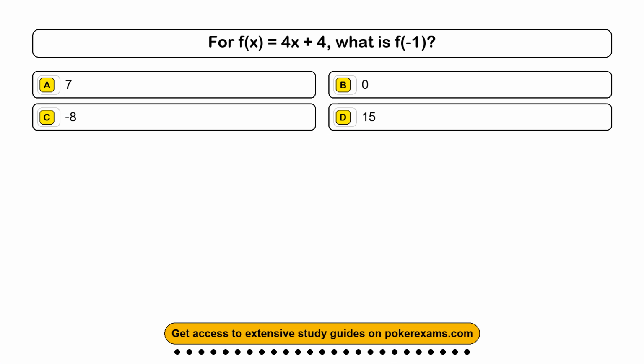Question 15. For f of x equals 4x plus 4, what is f of minus 1? Option A, 7. Option B, 0. Option C, minus 8. Option D, 15.